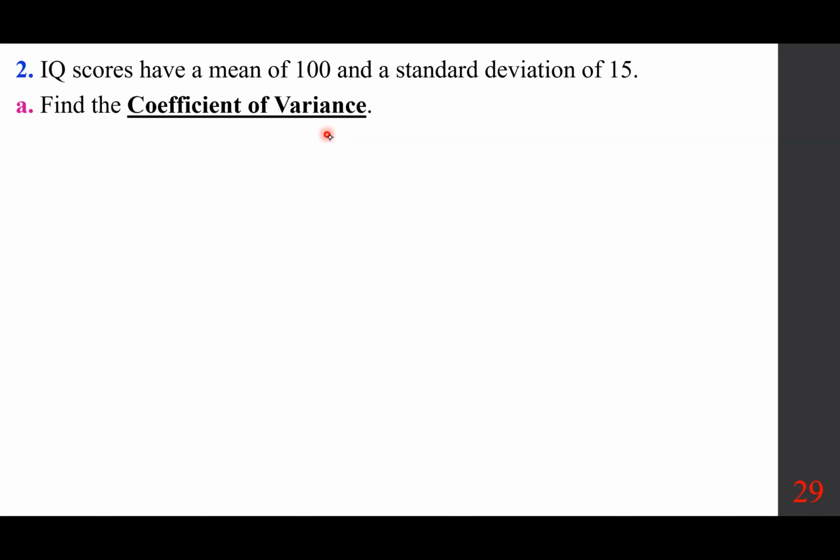So the very first thing you do, you write the given symbolically. The mean is 100, and we are going to use mu, and the standard deviation is 15, we are going to use sigma because this refers to the whole population. We don't have a specific sample size. Mu is 100, sigma is 15.